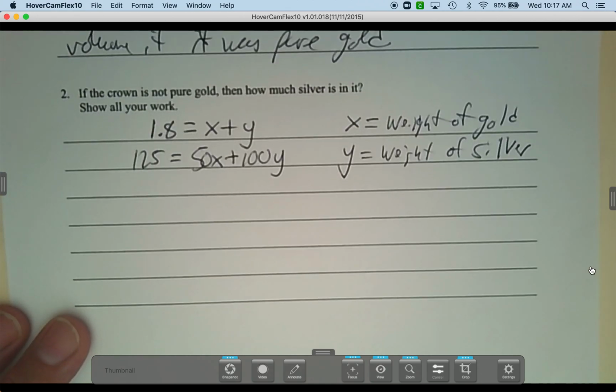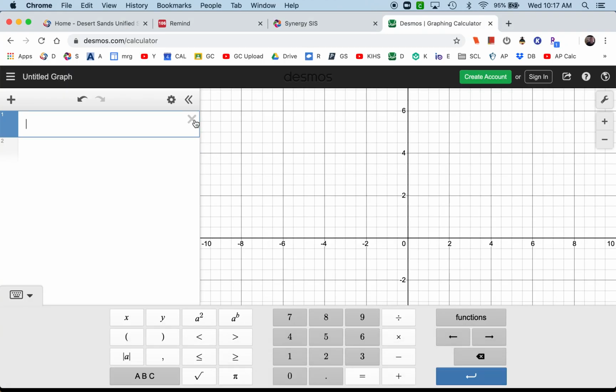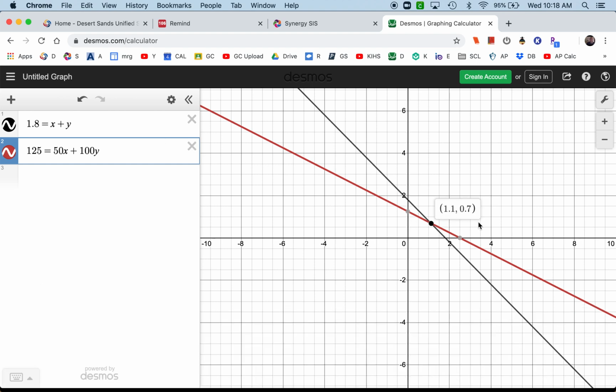So I'm going to go back to Desmos, and I'm going to erase this. I'm going to put in the two equations. So 1.8 equals x plus y. I'm also going to put in 125 equals 50x plus 100y. So I'm going to write in, that's called a system of equations. Now, what I am looking at is right here, where they intersect. So where those two lines cross, what's the x and what's the y value? So I just found that x is 1.1 and y is 0.7.